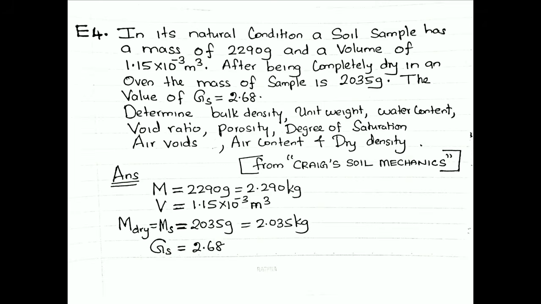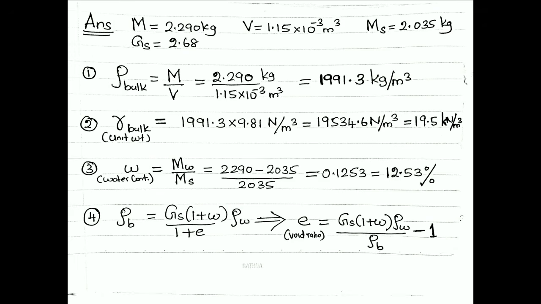Answer: bulk density is equal to total mass over total volume. Total mass 2.290 kilogram, volume is this one. The answer is 1991.3 kilogram per meter cube. Okay, bulk unit weight. Gamma is equal to rho g. This is rho, this is g, Newton per meter cube. That is 19.5 kilonewton per meter cube.